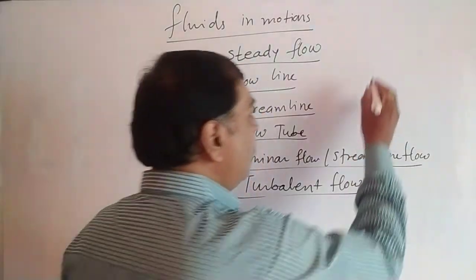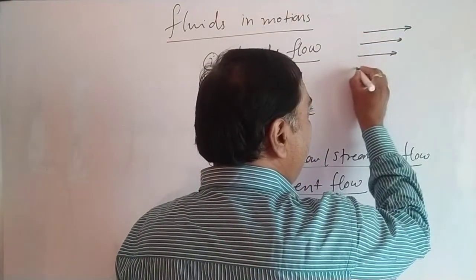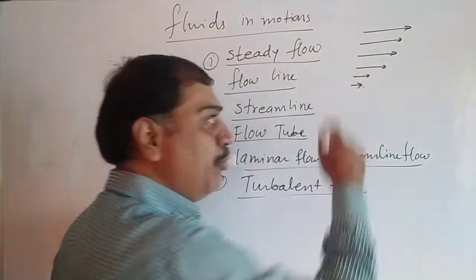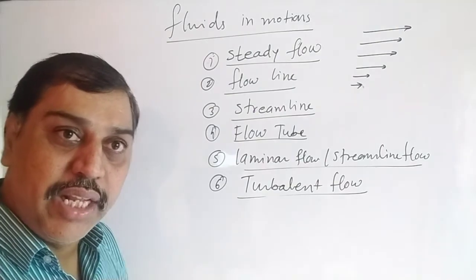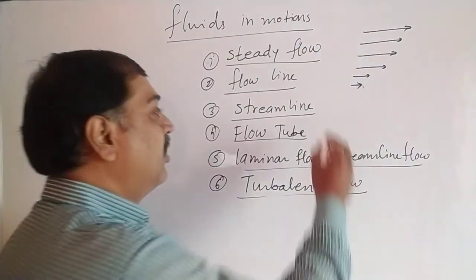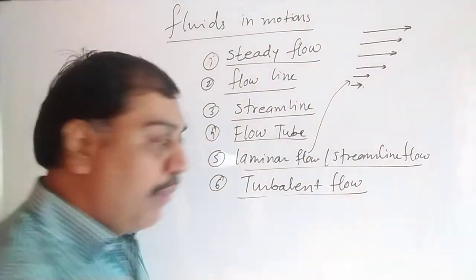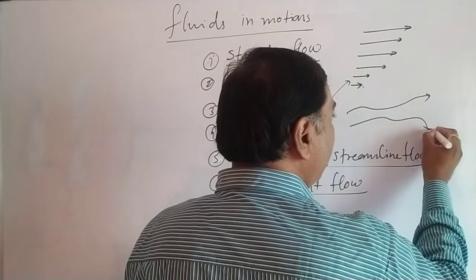I will try to draw it. So streamline flow they have shown like this. Such type of flow where particles are moving exactly parallel to each other is said to be streamline flow. They are not mixing. This is said to be streamline flow or laminar flow. But in case of turbulent flow, the velocity is so high that it can get increased or decreased at certain points.